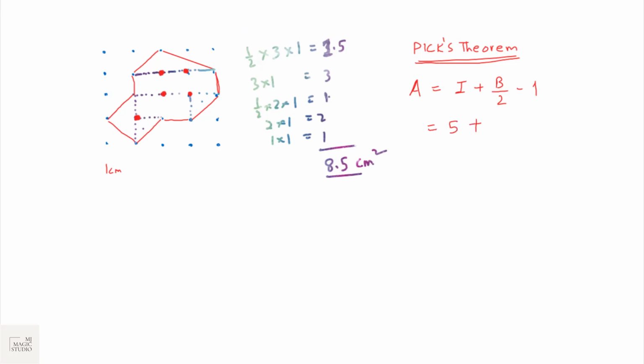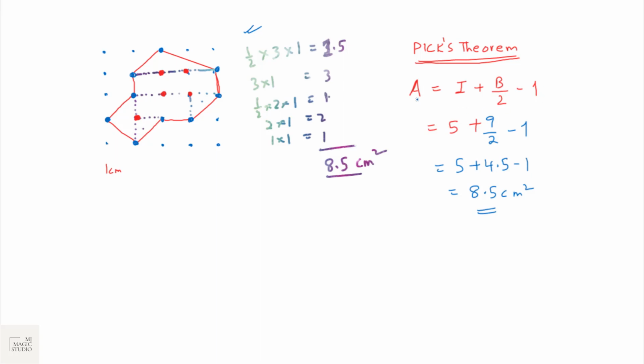B stands for boundary points. How many integral boundary points do we have? 1, 2, 3, 4, 5, 6, 7, 8 and 9. Plus 9 by 2 minus 1. So this will give 5 plus 4.5 minus 1. That is 8.5 centimeter square. Bingo. So instead of using these tedious solutions, we can use Pick's theorem.